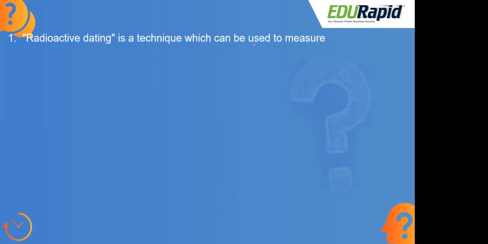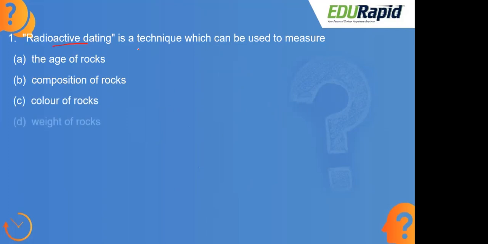The first question here is, radioactive dating is a technique which can be used to measure the age of rocks, composition of rocks, color of rocks, weight of rocks.